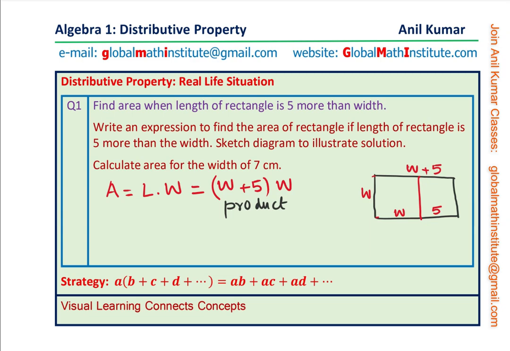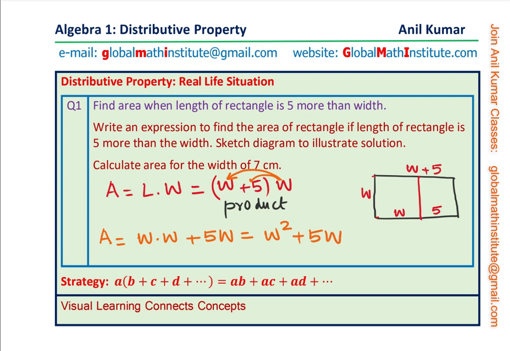So what I'm trying to say here is multiplying W with W and then with 5, correct? So we could write this area also as W times W plus 5 times W. You get the idea. So now we are multiplying and then adding them. You see the two things, correct? That is what distributive property is, and what we get here is W square plus 5W.